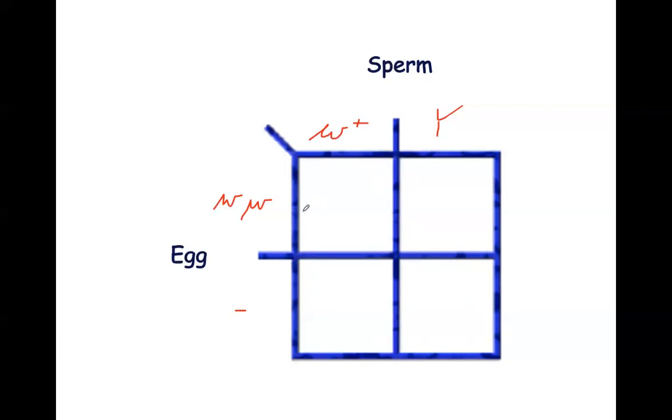And so what is it that you get here? W, W, W plus. What do you get here? W, W, Y. What do you get here? W plus. What do you get here? You get Y.